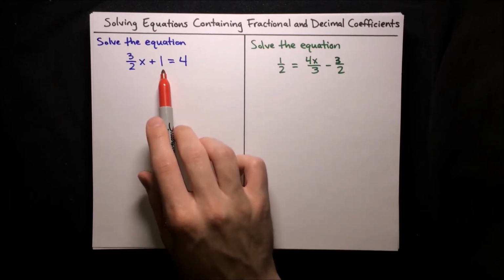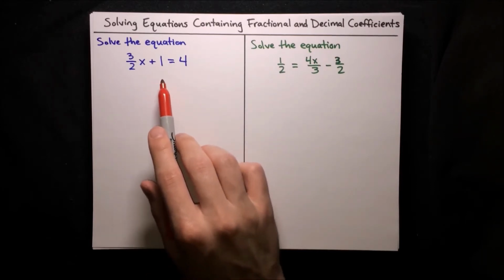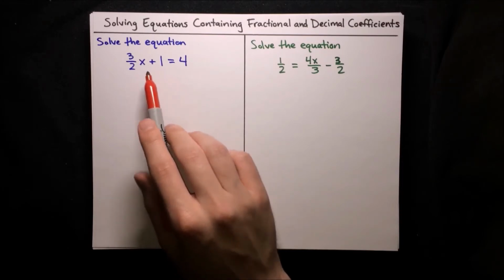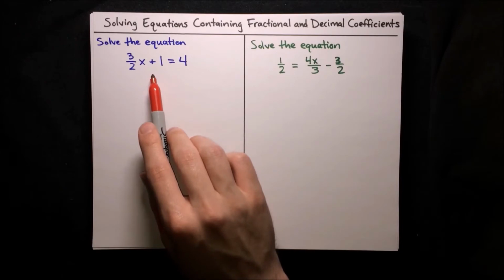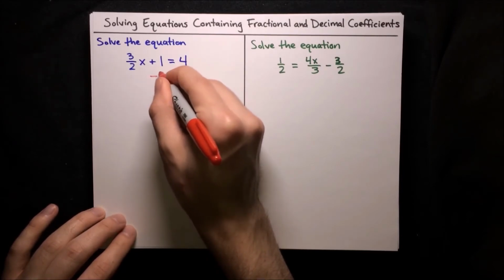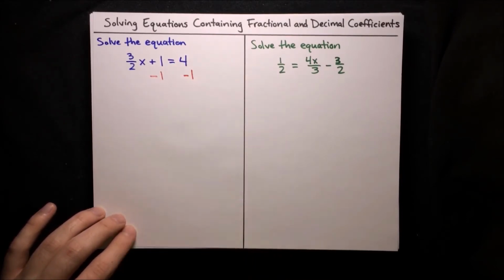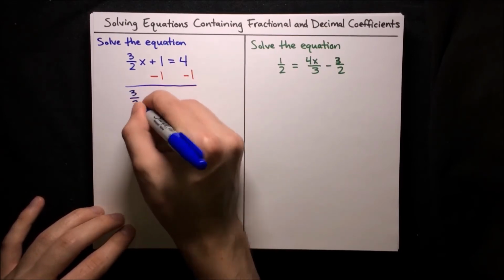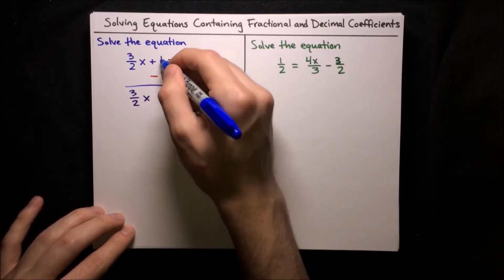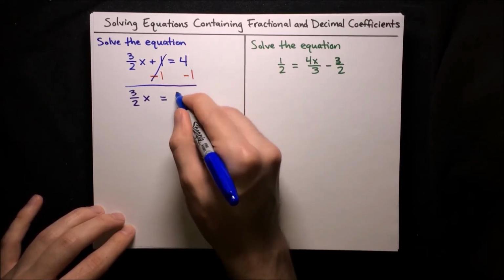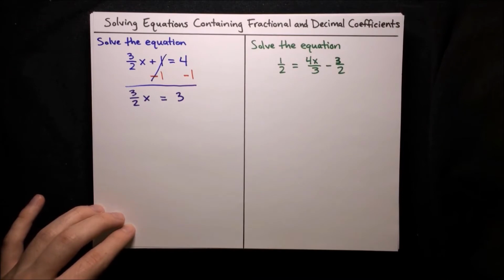We can apply the addition principle to subtract 1 from both sides of the equation, and that'll cancel out that 1. And then we'll just have 3/2 x on its own side. And that'll be a step towards isolating x, getting it alone on its own side. So let's go ahead and do that. Apply the addition principle, subtract 1 from both sides, and the result is 3/2 x. That 1 minus 1 cancels, and then we've got equals 4 minus 1, which is 3. Alright, so we're closer to the solution.